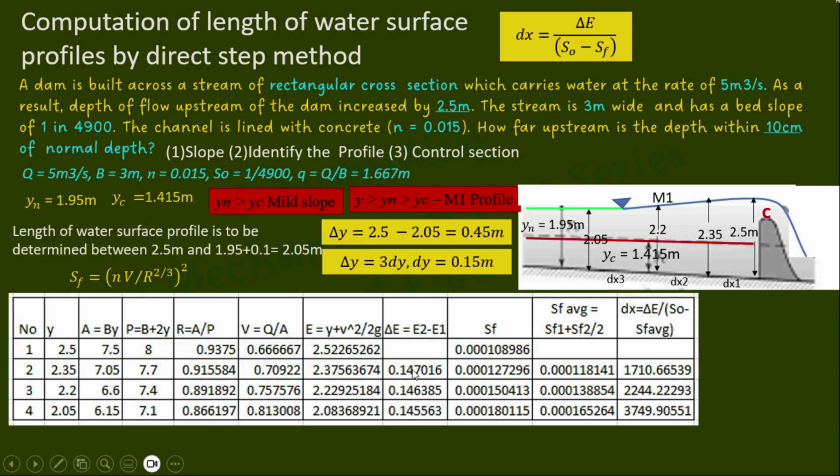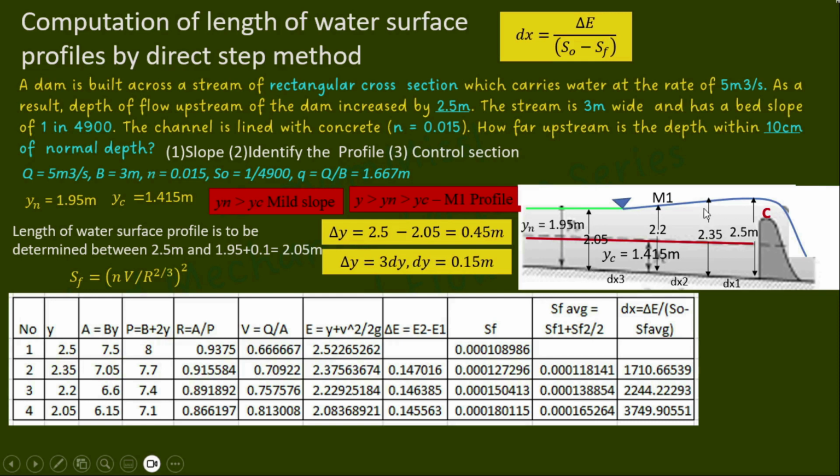Then we calculate delta E, which is the difference of specific energy between these two sections, and between these two sections we calculate the average Sf. Then dx between the two sections is calculated by dividing this delta E by S0 minus Sf average. So dx1 obtained is 1710.6.